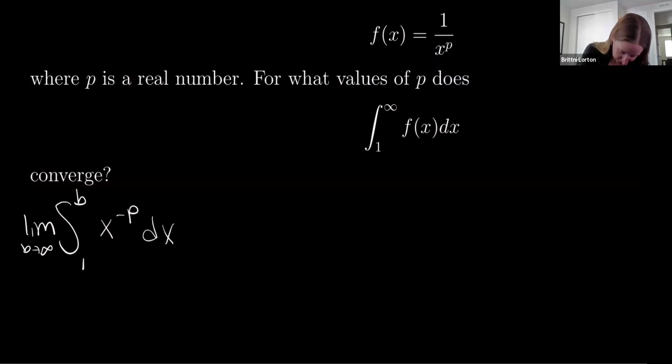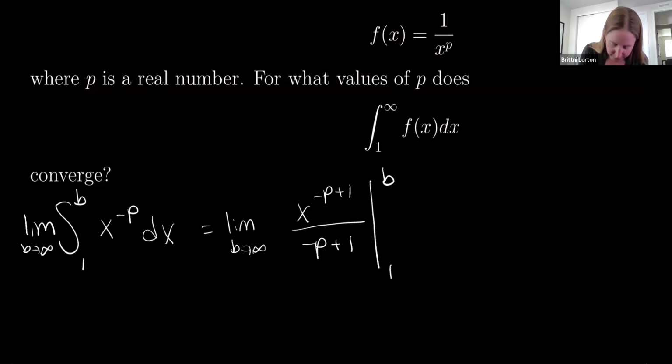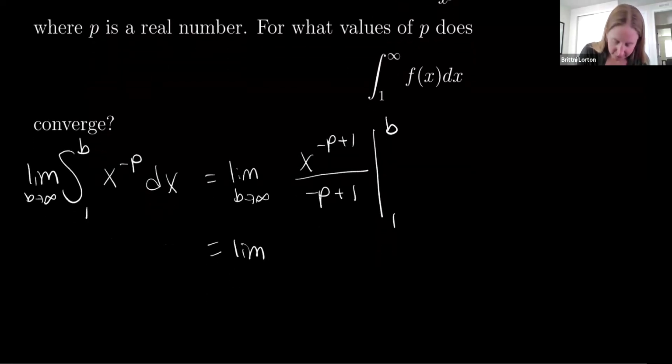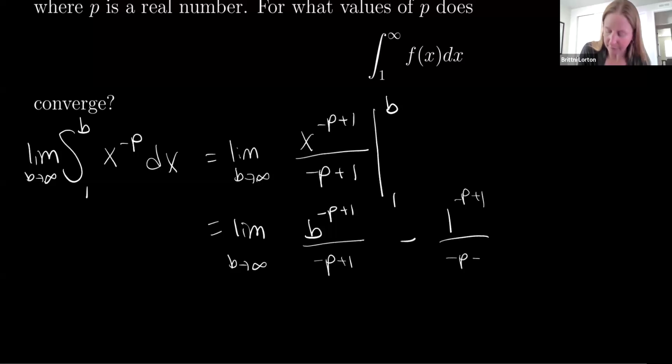Okay, and then I'm going to do the antiderivative. So I still have a limit. So this becomes the limit as b approaches infinity. If I'm going to add 1 to the power, divide by the new power. I add 1 to the power and divide by the new power, evaluate it from 1 to b. This becomes the limit as b approaches infinity of b to the negative p plus 1 over negative p plus 1 minus 1 to the negative p plus 1 over negative p plus 1.